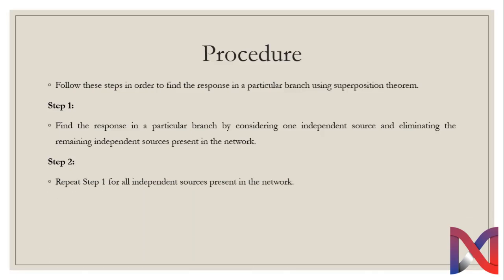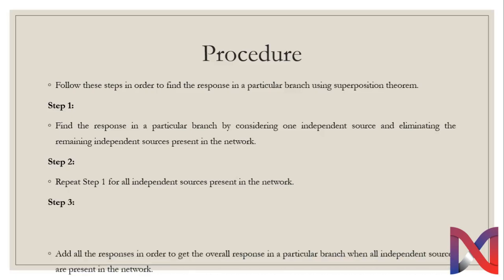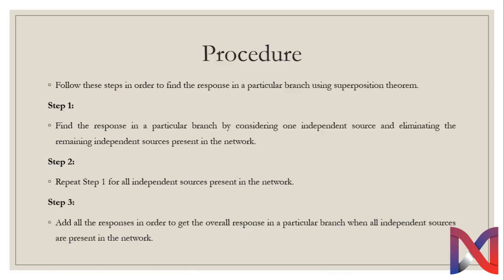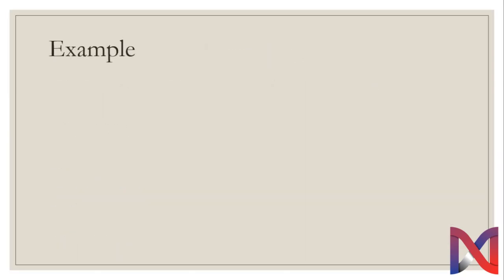Step 2 is repeating step 1 for all the rest of the independent sources present in the network. Step 3 is adding all the responses in order to get the overall response in a particular branch when all the sources are present in the network. Let's now continue to our example to further understand the concept of superposition theorem.